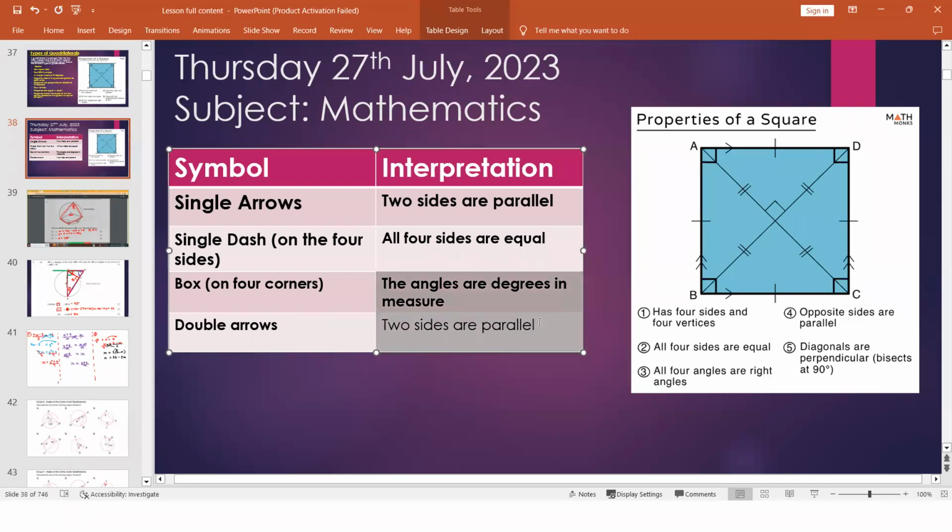When you miss out the 90. Okay, the angles are 90 degrees, thank you. So the double arrows means that the two sides are parallel.